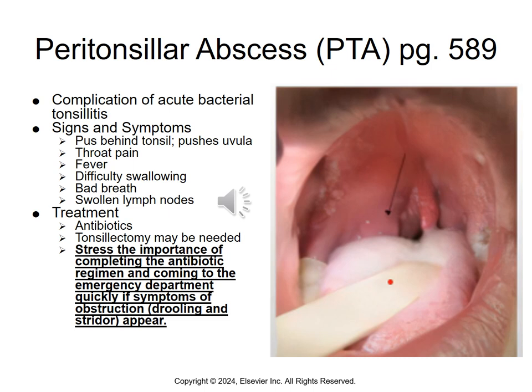Peritonsillar abscess on page 589 of your text. This is a complication of acute bacterial tonsillitis. Infection is being spread from the tonsil to the surrounding tissue. Then there's usually formation of an abscess that becomes large enough to obstruct the airway.